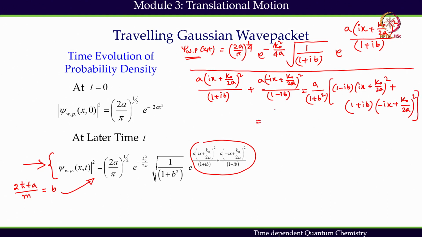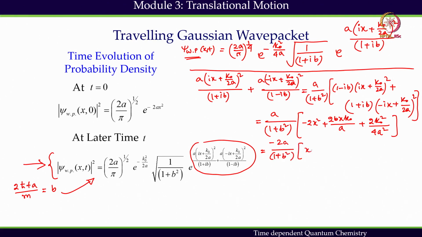So, this can be simplified further. 1 plus b square, minus 2x square plus 2bx k naught divided by a plus 2 k naught square divided by 4a square, which is nothing but minus 2a by 1 plus b square into x square minus bx k naught divided by a minus k naught square divided by 4a square.